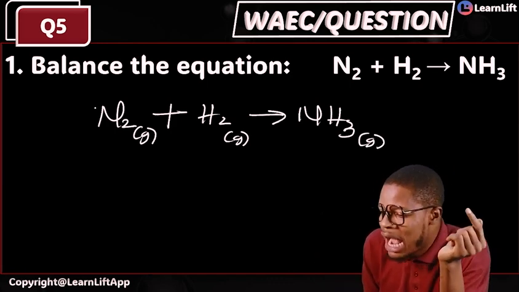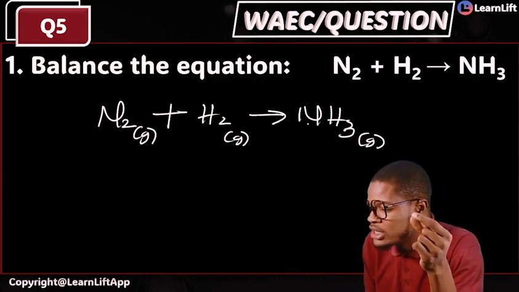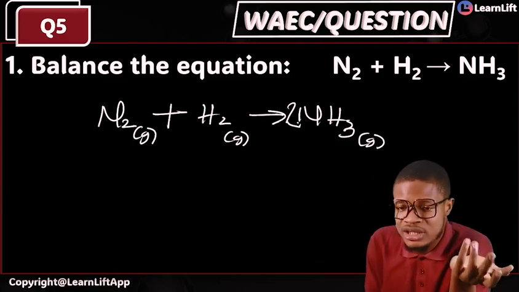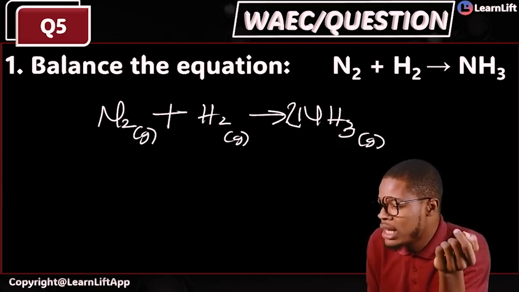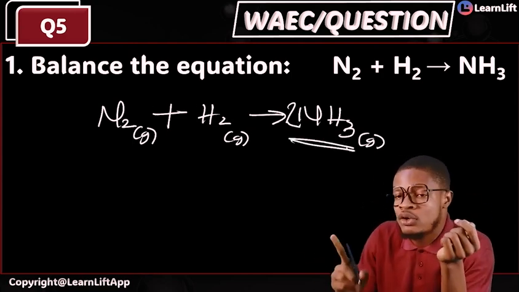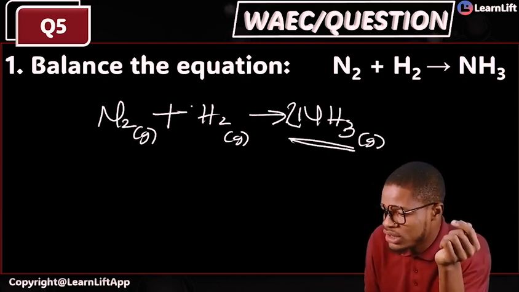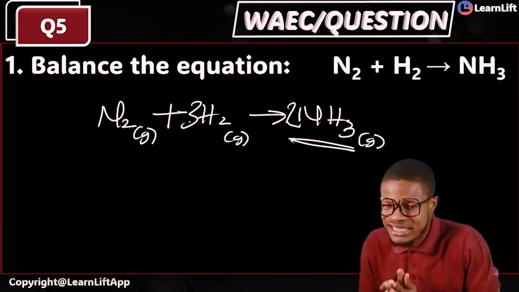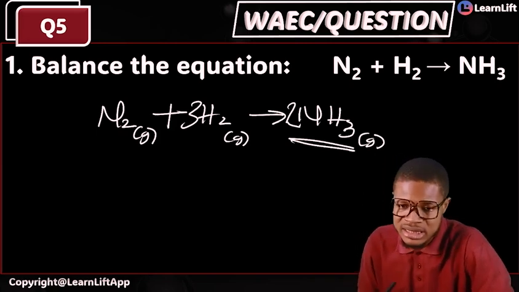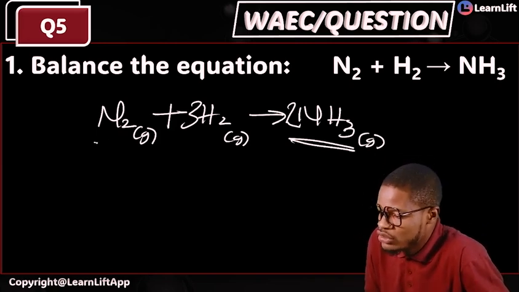Now, how many nitrogen here? 2. How many nitrogen here? 1. Come and put 2 here. Nitrogen is balanced. Hydrogen here is how many? 2. Hydrogen in the product side is 6, because 2 times 3 is 6. Come and put 3 here. How many do we now have? 6, because 2 times 3 is also 6.